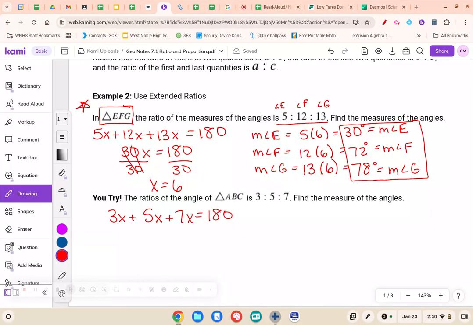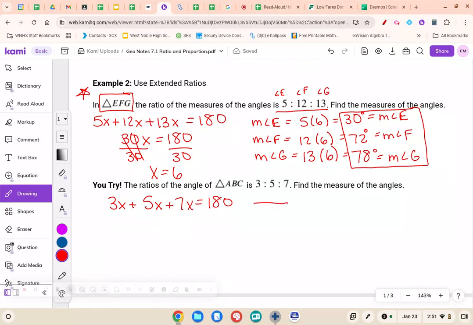This says the ratio of the angles of triangle ABC is 3 to 5 to 7. Find the measure of the angles. Don't forget how to solve these, guys. There's definitely a test and a quiz question over this. It's very important. So when you see this ratio, know that that's not the actual degrees. Can't be. Triangles have to add and equal 180. You have to figure out what will make that happen.